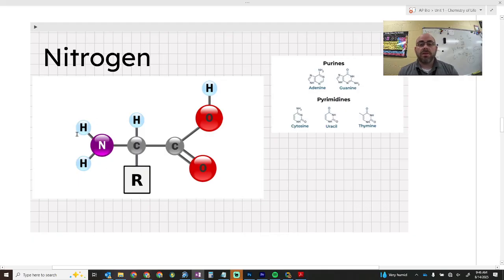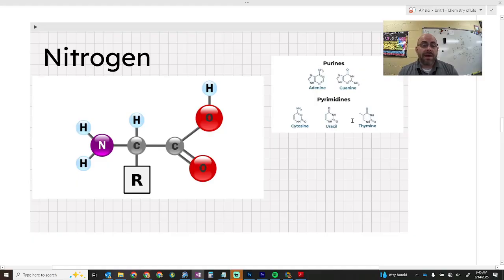And one of the ways that you can identify an amino acid is by seeing this nitrogen here on this amine group, which we're going to talk about later. Nucleic acids also have nitrogen in them. These are called nitrogenous bases, so literally nitrogenous bases, right? Because they have nitrogen in them.